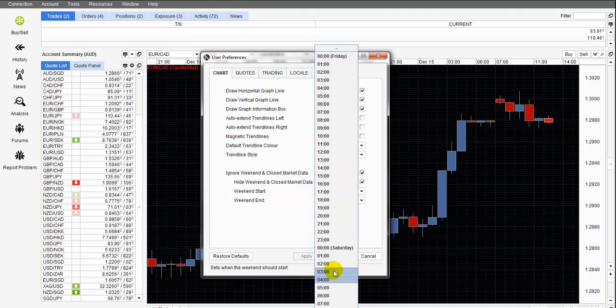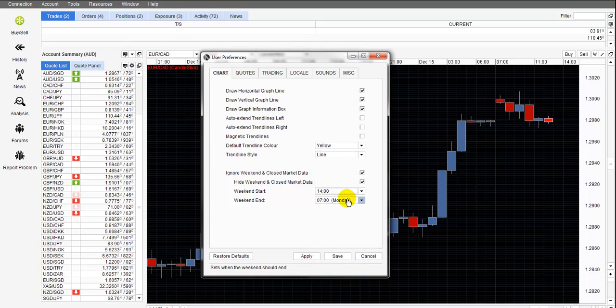So your weekend can start on Friday or Saturday, depending on whether you're in Europe or Asia, where your weekend would start on Saturday. But if you're in North America or South America or Central America, or the Caribbean or whatever, you would be looking at a Friday weekend, okay? So I would say Friday at 2 p.m. And then I said, when does my weekend end? Okay, so for me, I say it's 7 a.m.